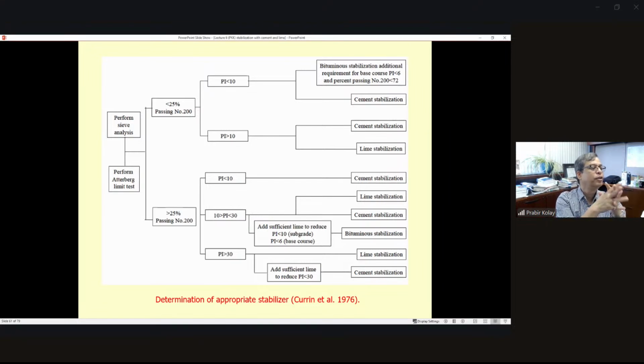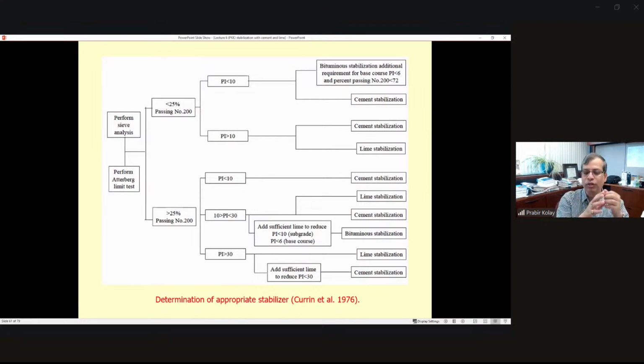Atterberg limits also you need to check, mostly the liquid limit test. If the particle size distribution percentage passing is more than that, and the plasticity index is more than 10, less than 30, then depending on the situation, you can easily calculate. You have an idea of which stabilizer is more suitable. So again, as I mentioned, cement is good for all types of soil.